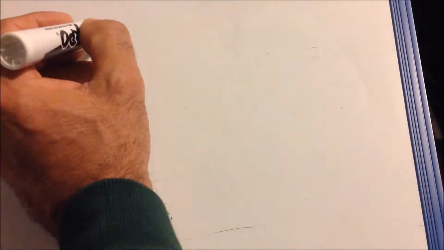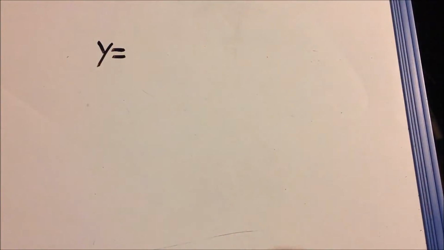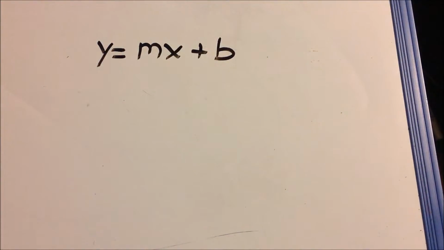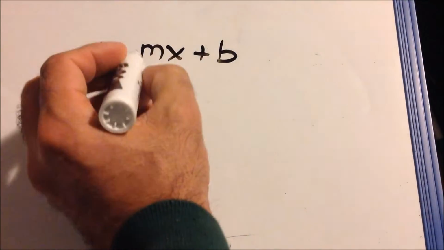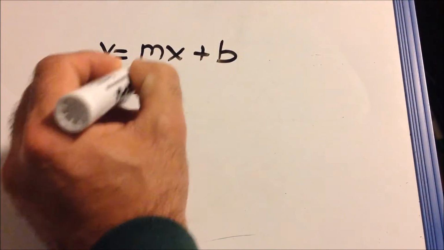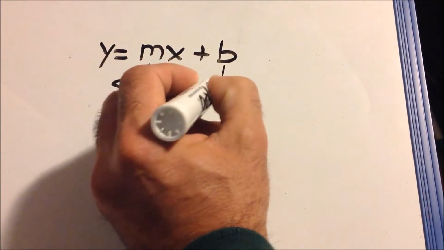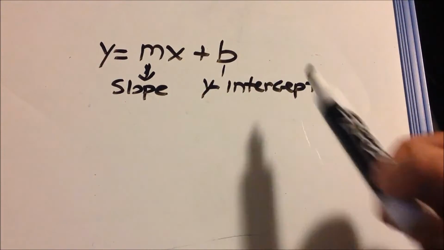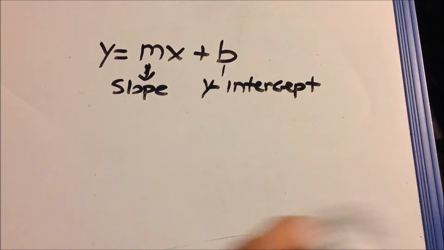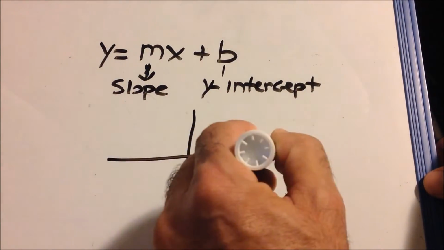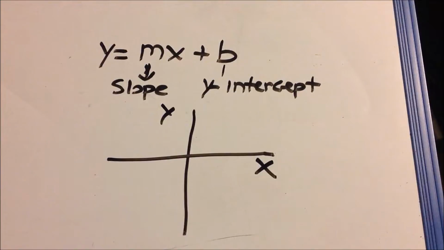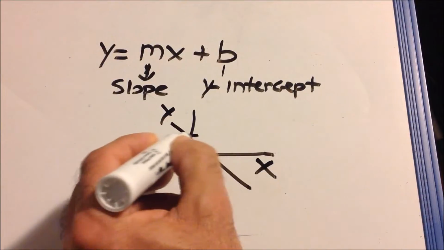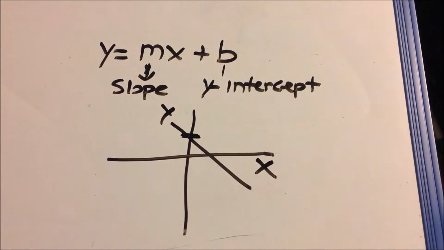The way we write a linear equation in slope-intercept form is y equals mx plus b. You should know what each letter is. The m is the slope, which we already know is 1. The b is the y-intercept, which is where the line crosses the y-axis. If we made a Cartesian grid here, with the x-axis and the y-axis, and the line crosses at 1, then the y-intercept will be 1.